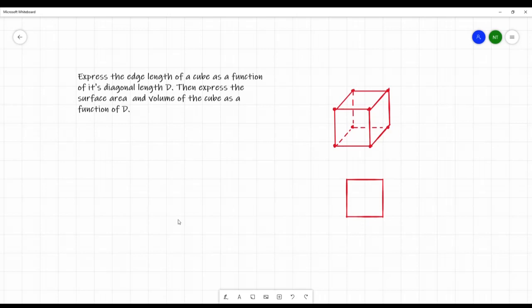Express the edge length of a cube as a function of its diagonal length d. Then express the surface area and volume of the cube as a function of d. Okay, so what does this mean?